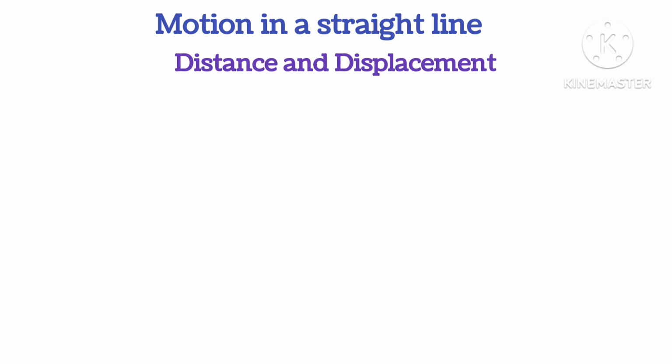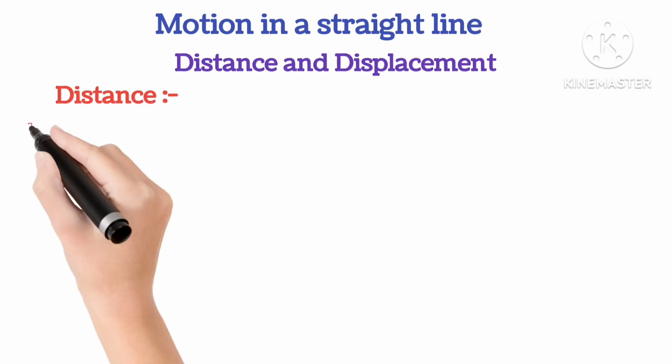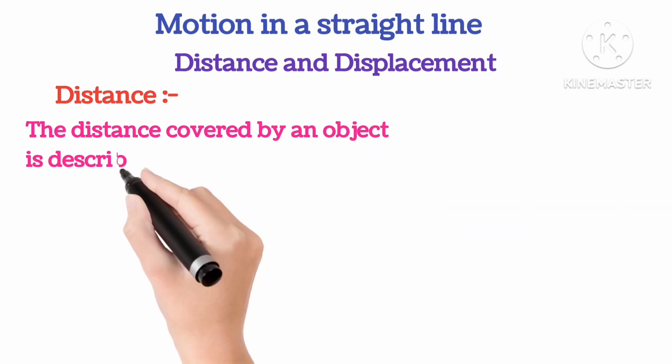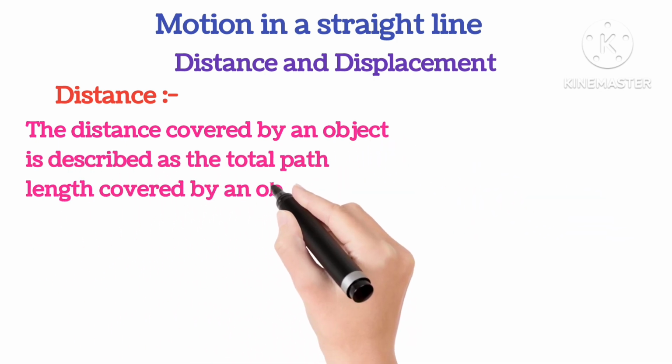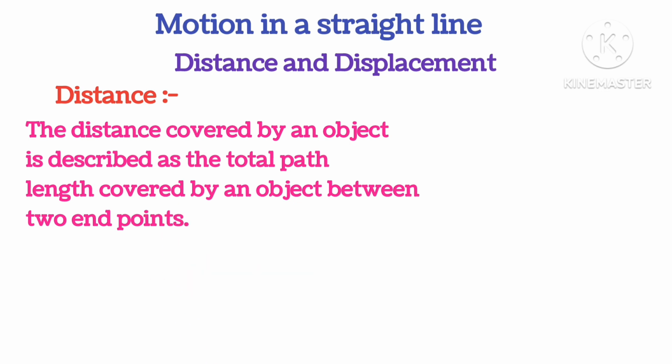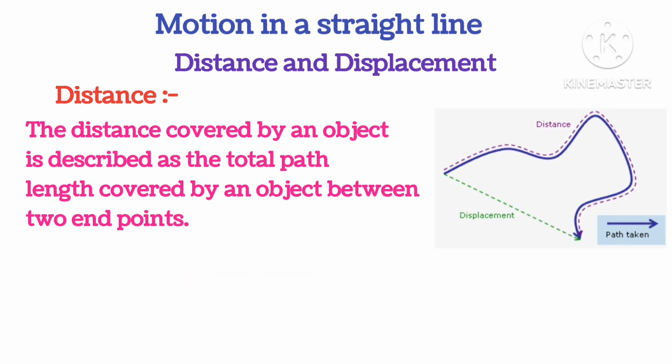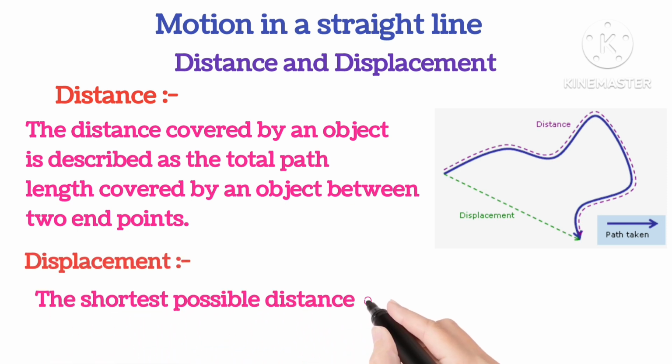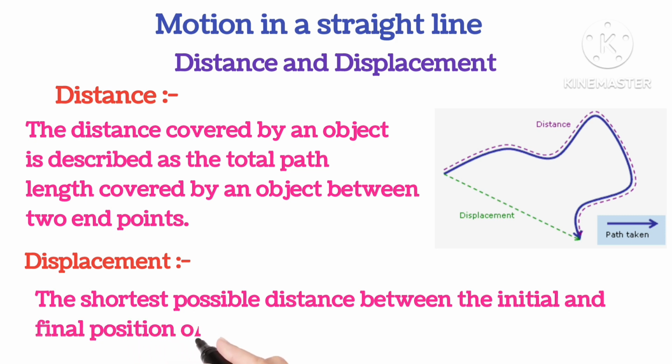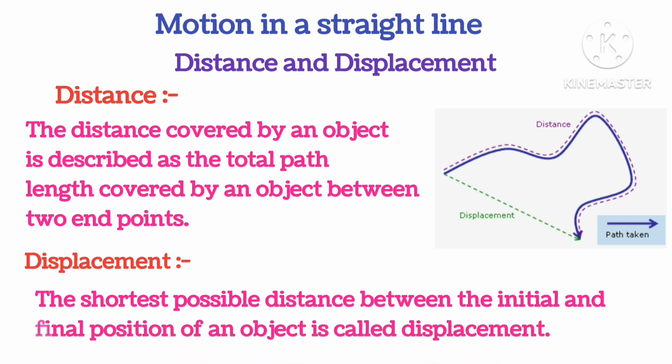Motion in a straight line: distance and displacement. Distance. The distance covered by an object is described as the total path length covered by an object between two endpoints. As you can see here, the blue line represents the distance covered by the object, whereas displacement is the shortest possible distance between the initial and the final position of an object. So the green line shows here the displacement of the object.